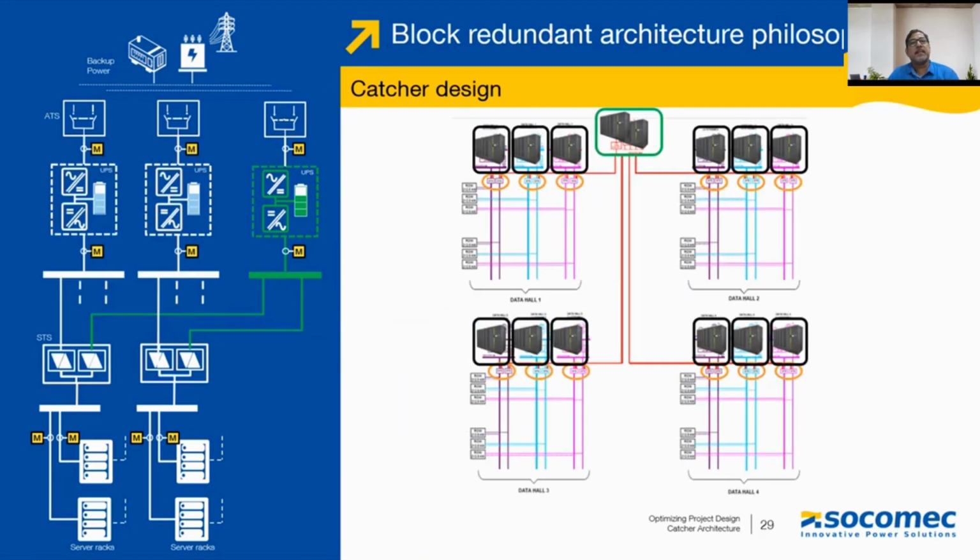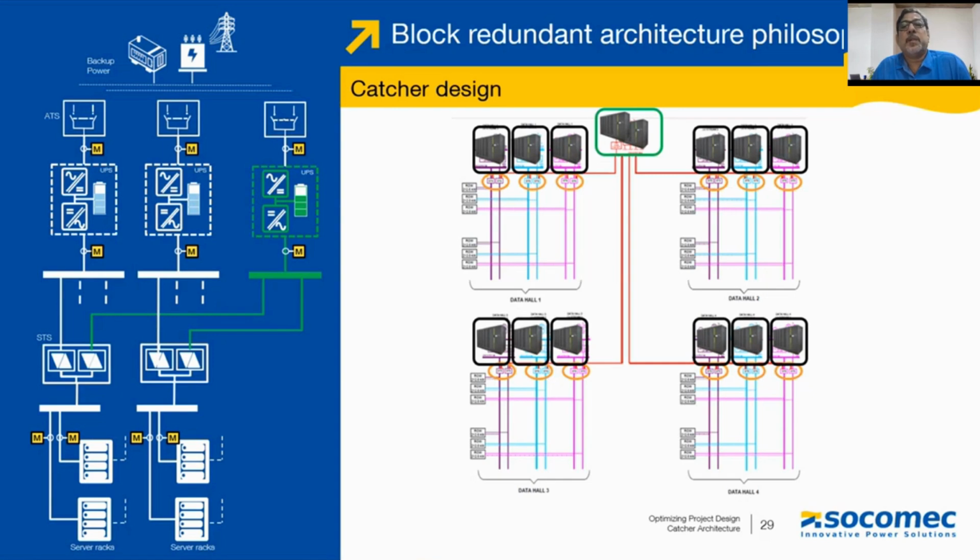Now designing this catcher as a block redundant architecture, you can decide the capacity of the catcher UPS system, which is fed common to multiple arrays of UPS systems. So in a particular data hall, for multiple sets of server loads supplied by individual UPS systems, using the STS integration, you can have a common catcher that will provide standby power to all the particular blocks on a need basis.